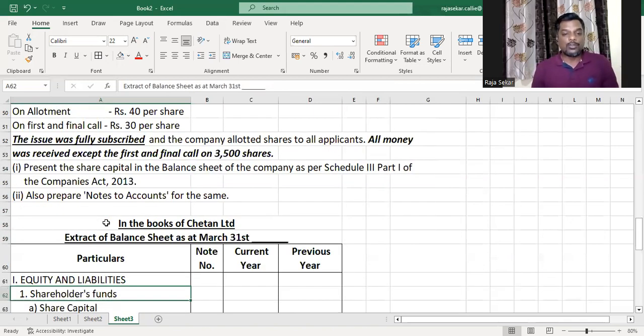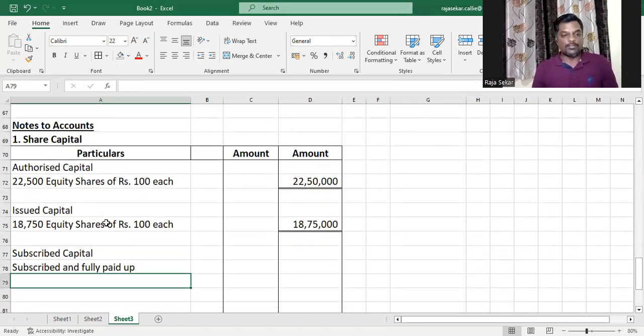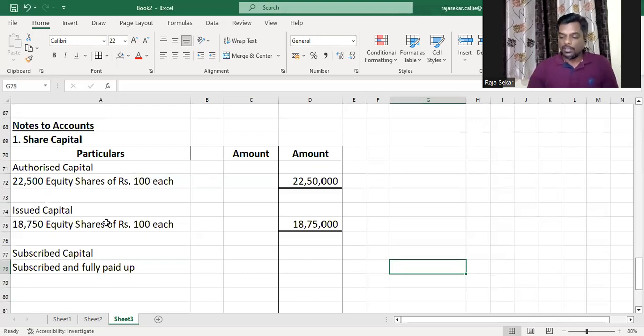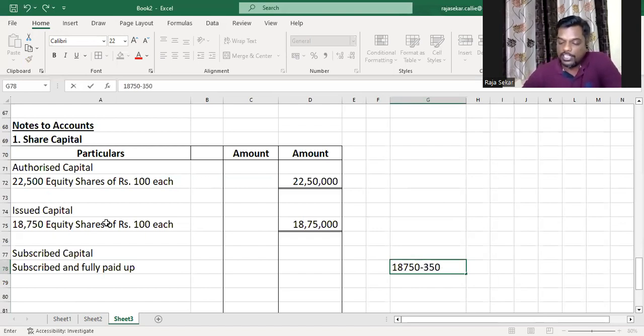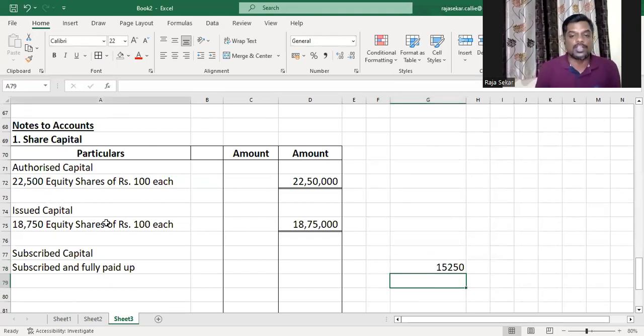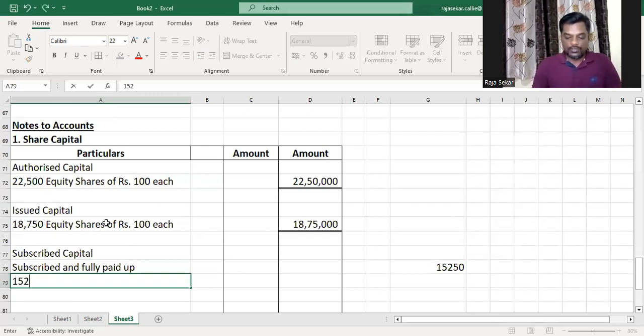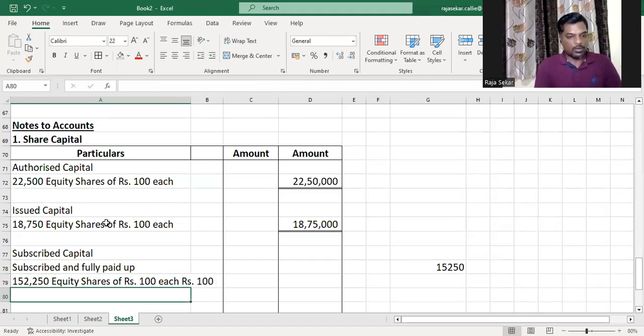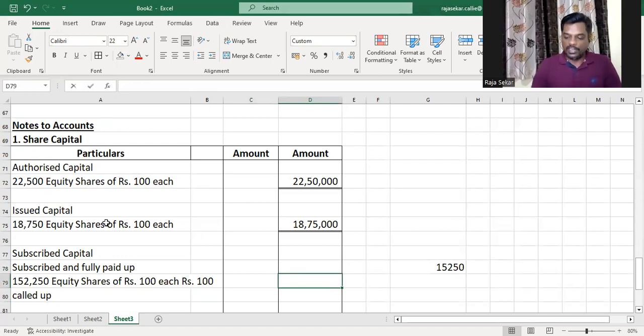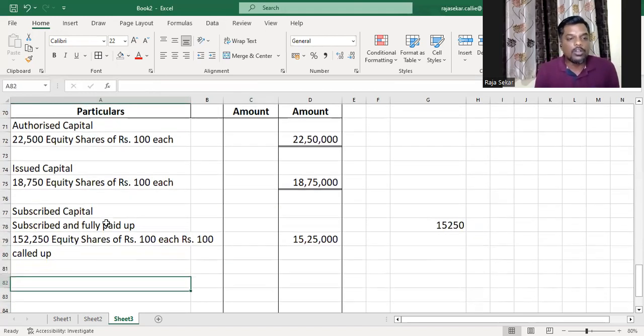Understood or not? So we'll have to divide this into two: subscribed and fully paid up, and subscribed but not fully paid up. Now, how many shares have been subscribed and fully paid up? We had 18,750 shares issued, and all of that was fully subscribed. But we have calls in arrears on 3,500 shares. So subscribed and fully paid up shares are 15,250 equity shares of rupees 100 each, rupees 100 called up. You can directly write this in the outer column: 15,25,000.